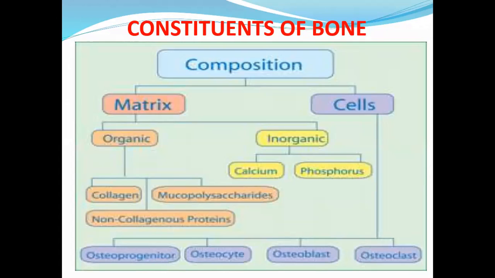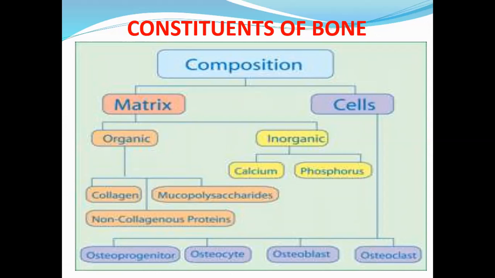Now, as we see, bones contain matrix and cells, which are the two main components of bones. The matrix we can consider to have organic and inorganic contents that are found in the bone.